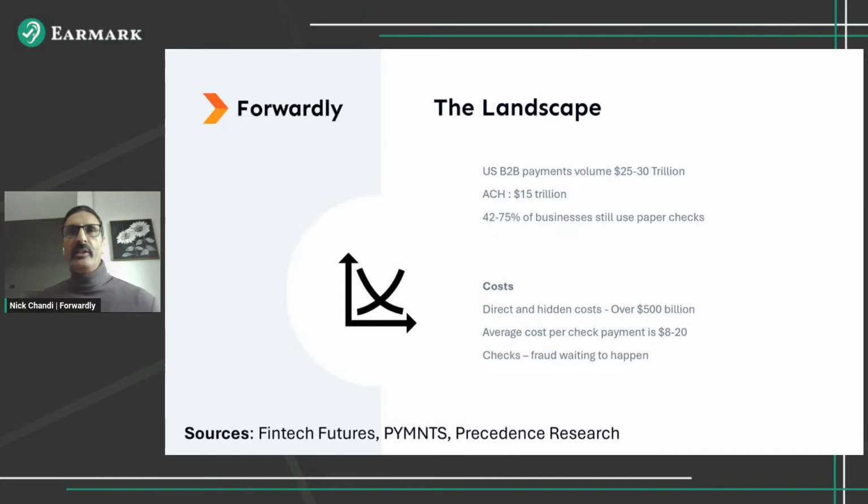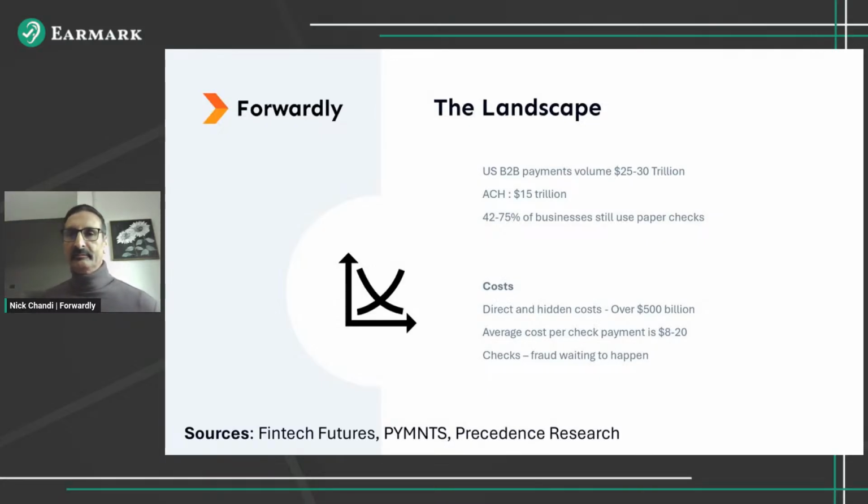But one bad news is, depending upon the data you look at, more than 40% of businesses are still using checks in one way or the other. Either they are sending payments via check or they're receiving payments via check. And different studies show that it costs anywhere between $8 to $20 or so to accept a check payment or send a check payment. Okay?